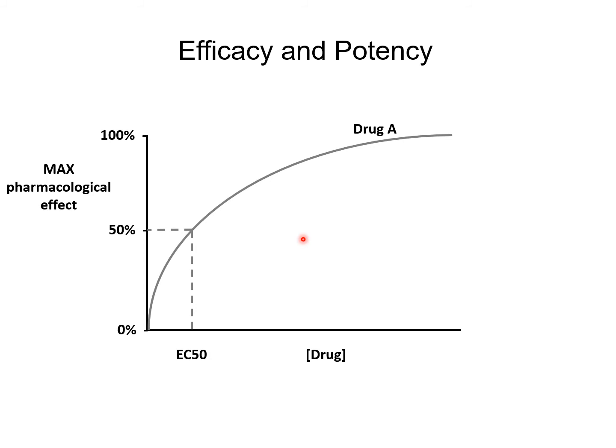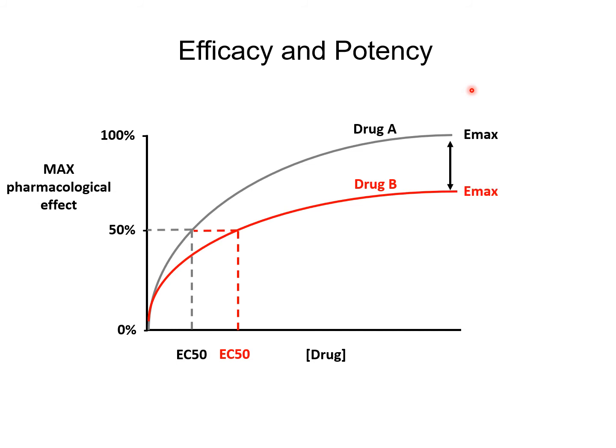Now, if we graph the dose response of a different drug, let's say drug B, we can easily tell that between the two drugs, drug A is more potent because it has a lower EC50. Simply, less drug is needed to get half of the max response. Now, what else can we see in this graph? Well, drug B doesn't even reach the same level of pharmacological effect as drug A. And this is due to its efficacy.